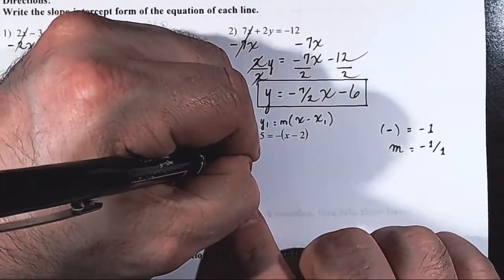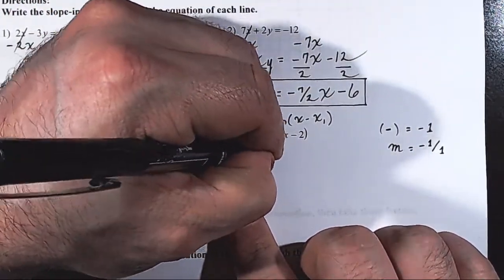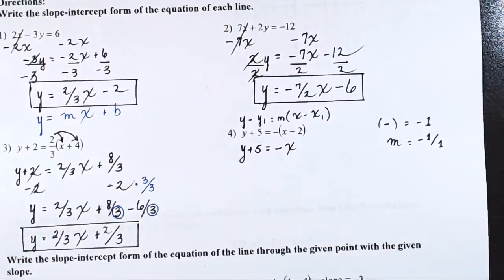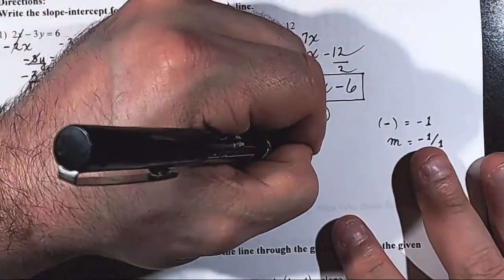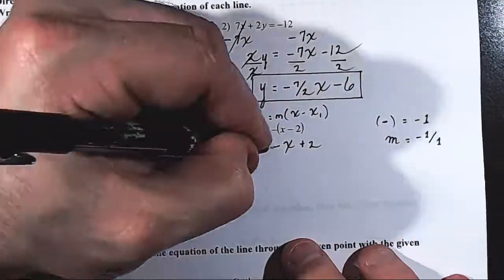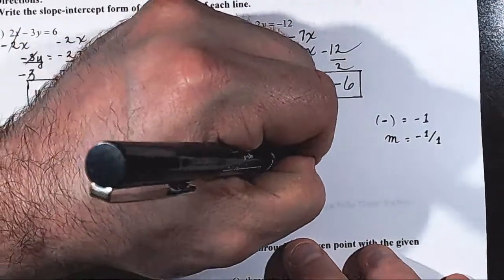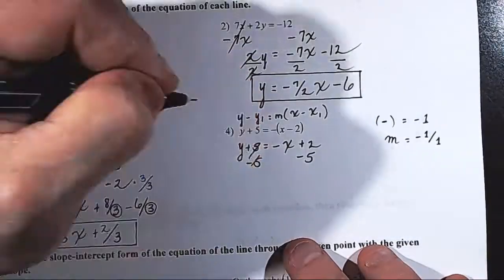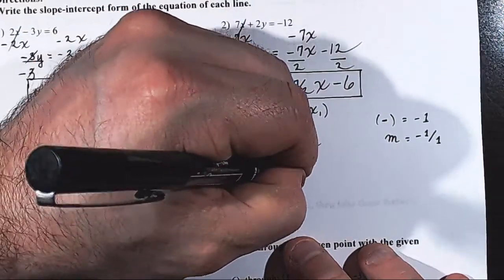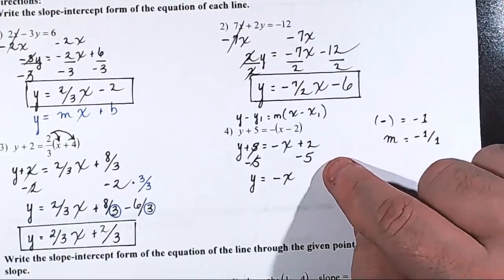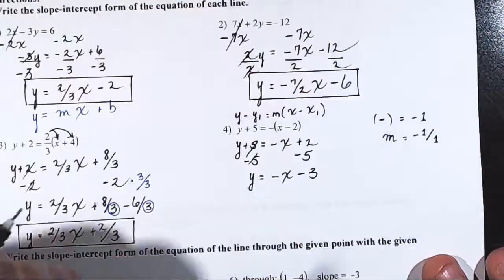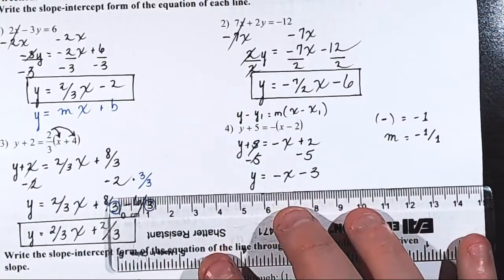So rewrite y plus 5 equals -x, and then -1 times -2 is +2, plus 2. To get y by itself, subtract 5 from both sides, and you get y equals -x, and then 2 minus 5 is -3. So we have y equals -x minus 3.